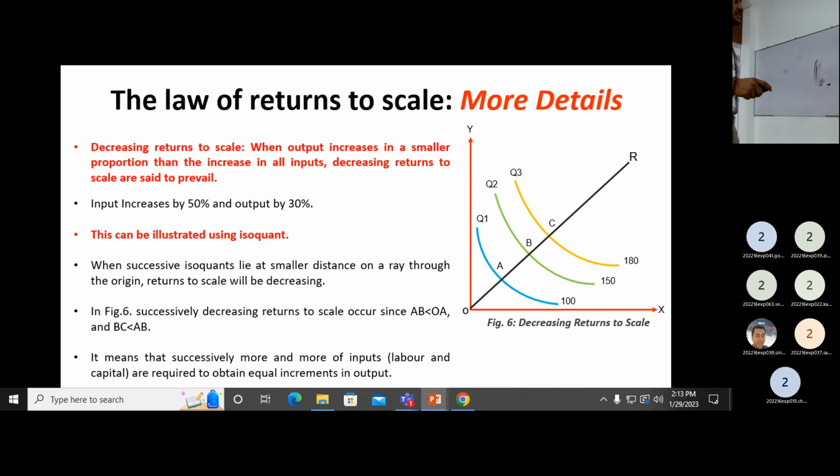So it means that successively more and more of inputs are required to obtain equal increments in your output. So when you are using more inputs, your output is getting reduced. That is simply what decreasing return to scale means. So this is how simply we analyze increasing, decreasing, and constant return to scales by using an isoquant map. Right? Isoquant map. Clear?